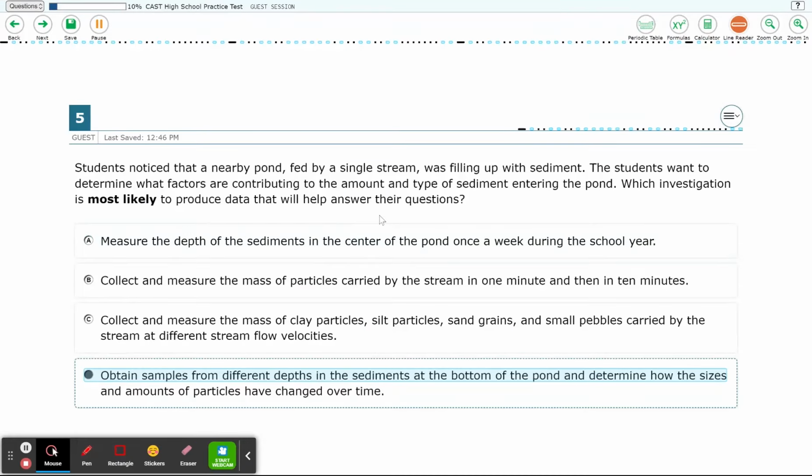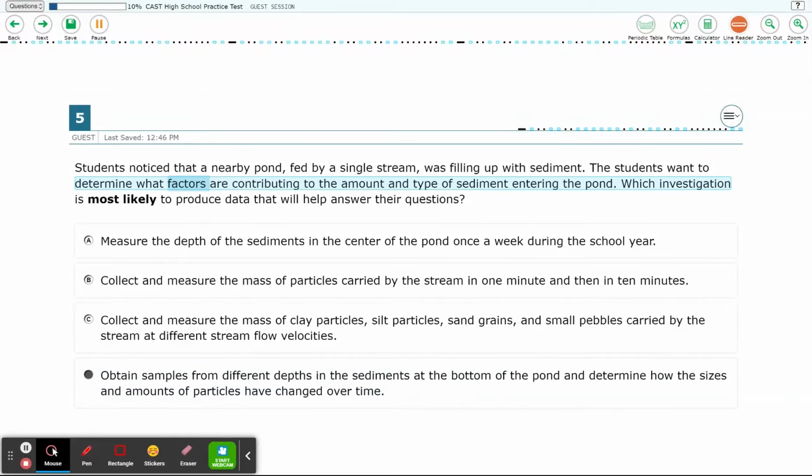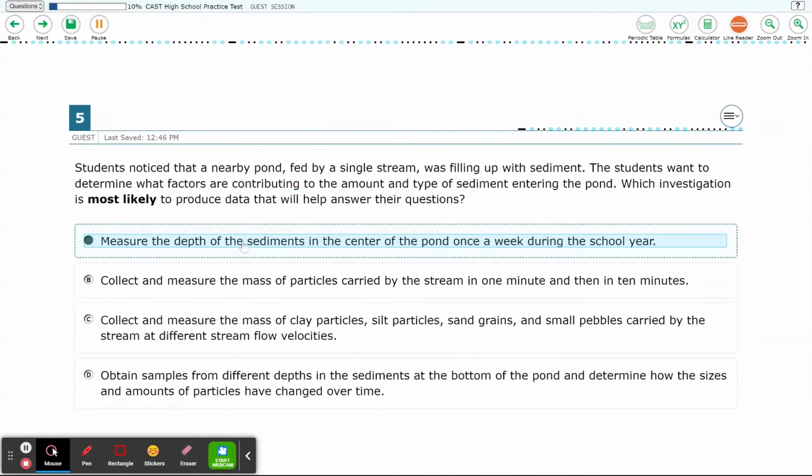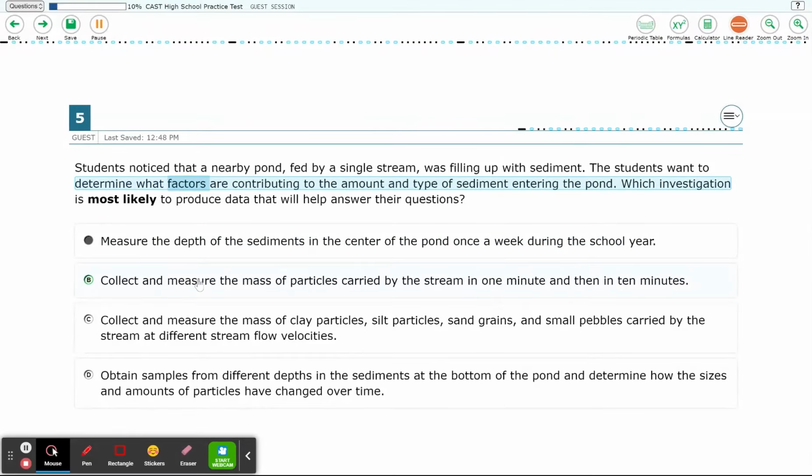So if we look at the question up here, we're trying to determine what factors are contributing to the amount and type of sediment entering the pond. Okay, so the factors: what's happening with the river or stream that's contributing to the amount and type of the sediment. So in A, we see it measures the depth of the sediment in the center of the pond. We don't see anything about what factors are going on here. So it can't be A.